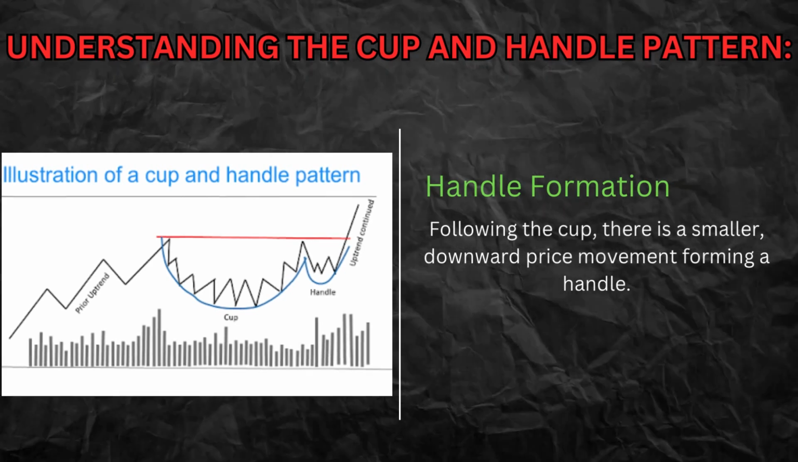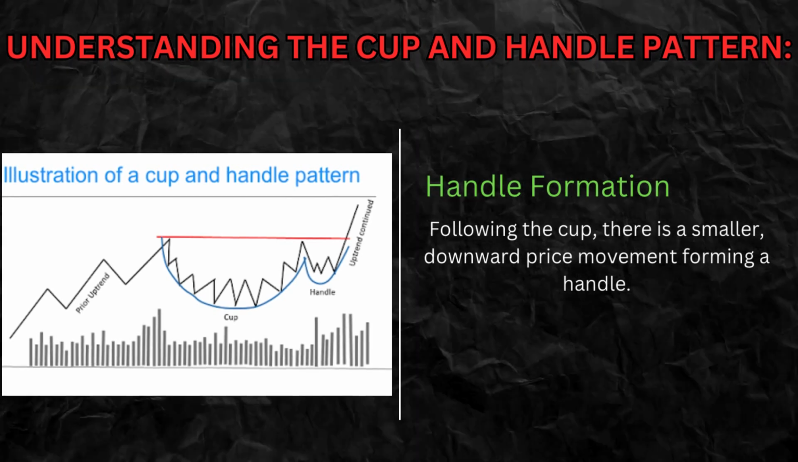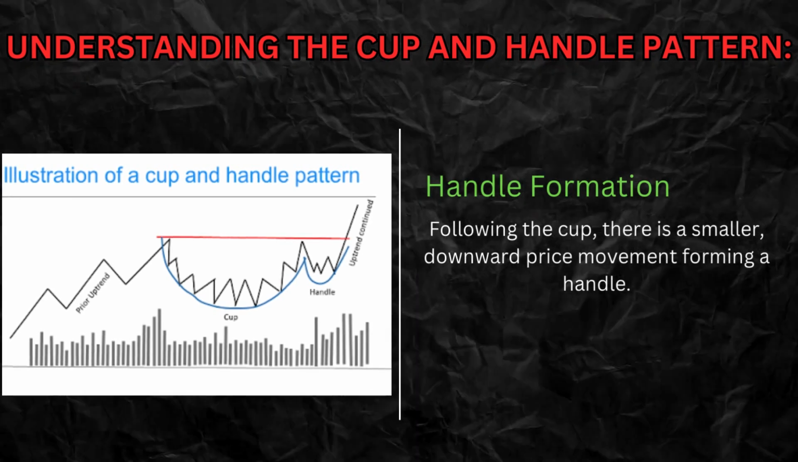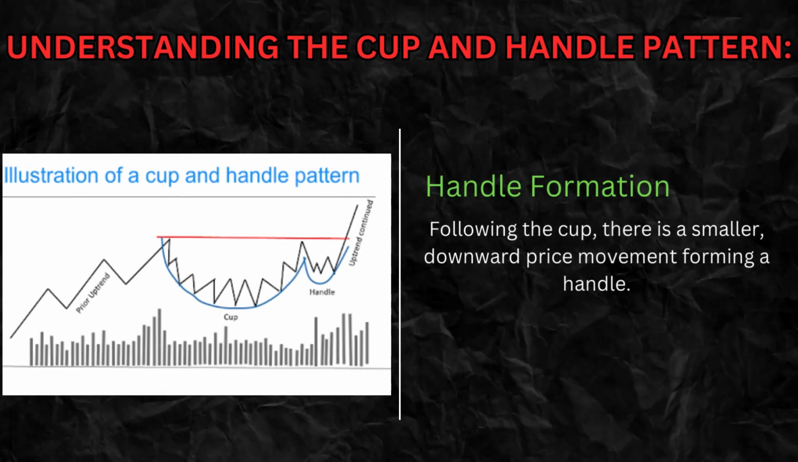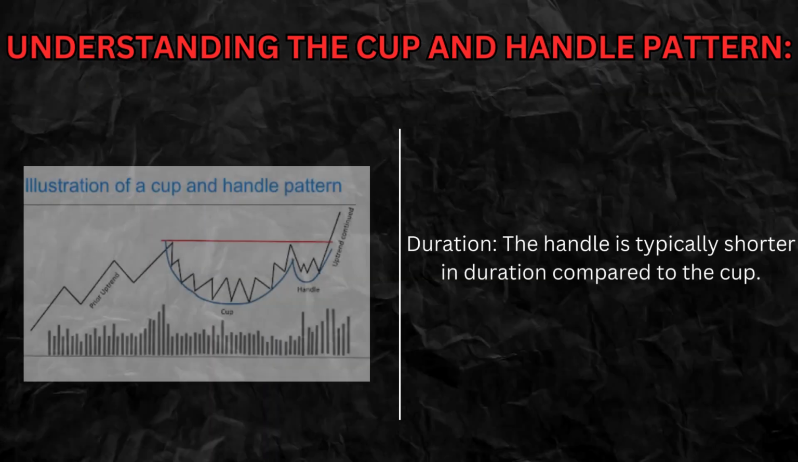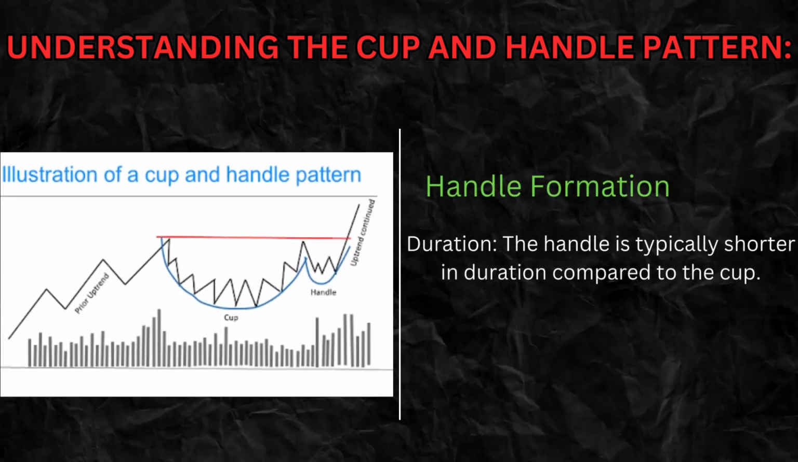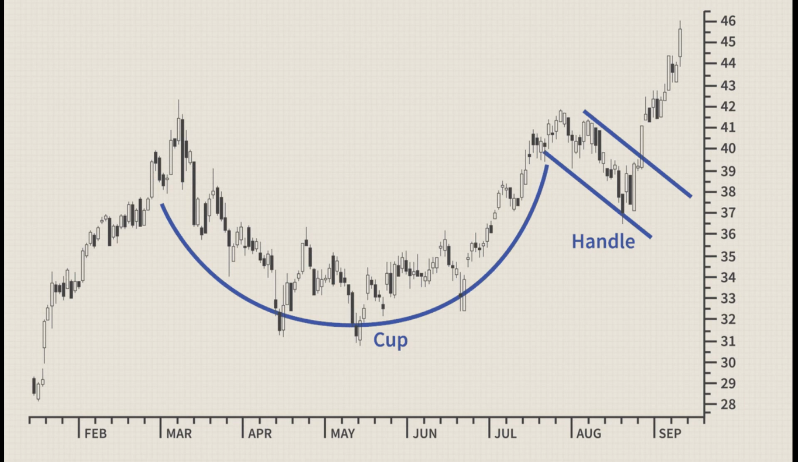It can be just a normal consolidation, a sideways range-bound consolidation, or it could be an ascending triangle consolidation, or it can also be a descending triangle consolidation. So it could be any sort of consolidation after the U shape. And the duration of this handle formation is typically shorter compared to the cup. So this is basically how the cup and handle pattern looks.